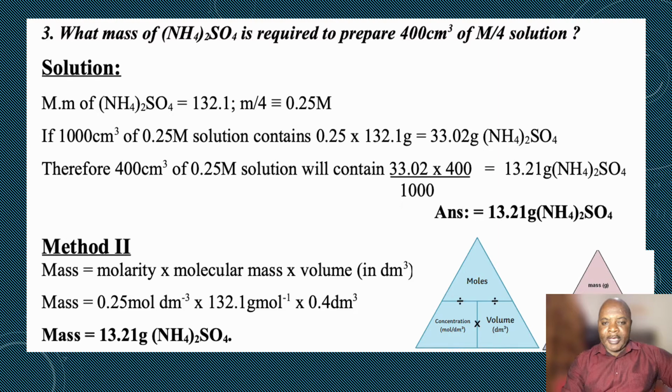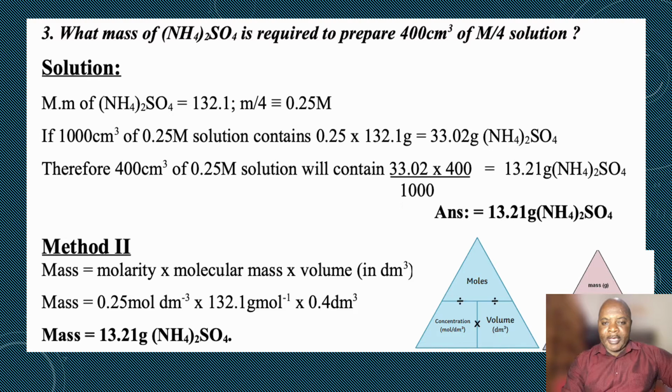So now what we do is, if 1000 cm cube can contain this, therefore 400, because we have been asked to prepare 400 cm cube of 0.25 molar, will contain 33.02 times 400 divided by 1000. We will have 13.2 gram of ammonium sulfate. Method number 2.